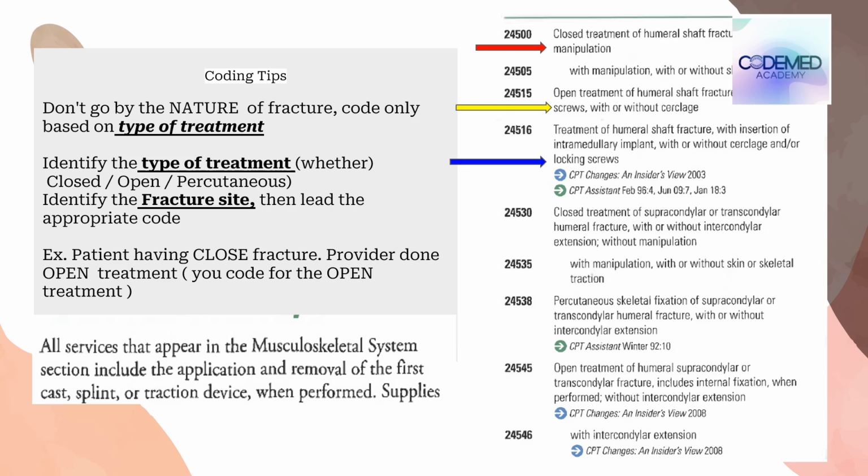Whenever the patient has a closed fracture, and the provider does the open treatment, maybe the bone was severely displaced. The provider has surgically opened the skin and decided to align the bone, and must have put a plate also. That is called open treatment. So I will code for the open treatment. That is very important. And then the third important point is that all services that appear in the musculoskeletal system section include the application and removal of the first cast, splint and traction device. So these three are the very important points.